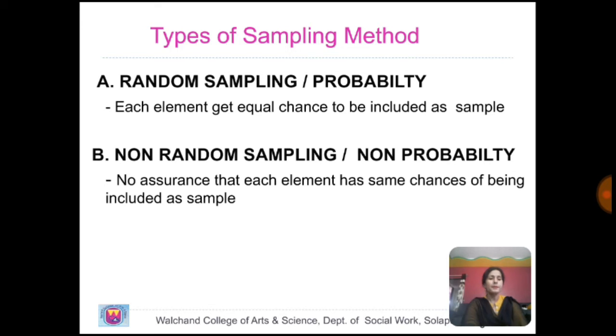Now let us see what is meant by non-random or non-probability sampling method. Here there is no assurance that each element has the same chance of being included as sample. Means there is no way of estimating the probability that each element has been included in the sample.